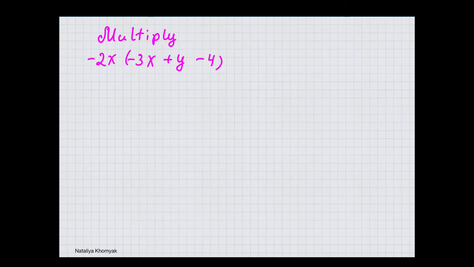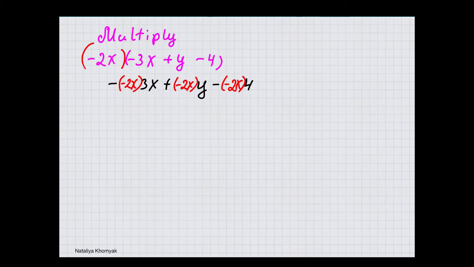Multiply negative 2x times negative 3x plus y minus 4. First thing, copy the inside. So we have negative 3x plus y minus 4. We have a negative and it's a composite number. We want it inside of the parentheses. So we have negative 2x here, here, and here. And now we just have to simplify each term.